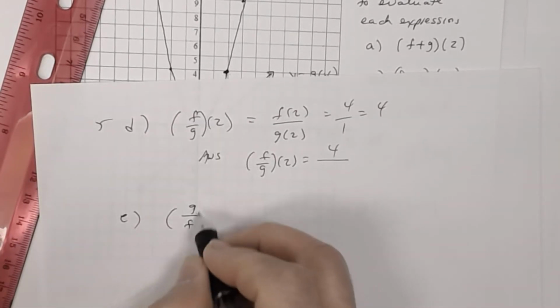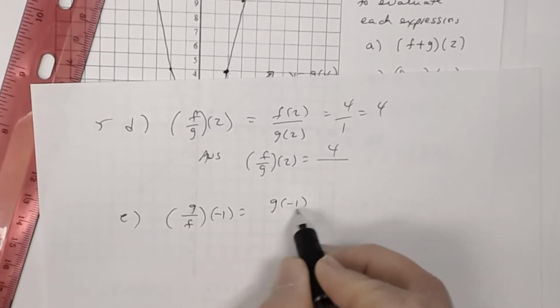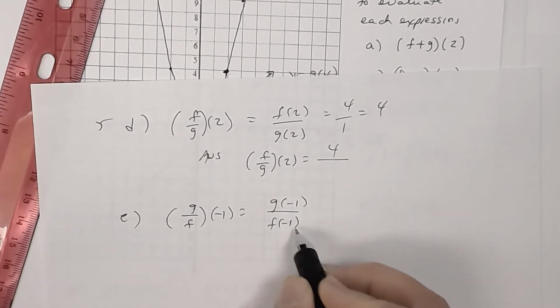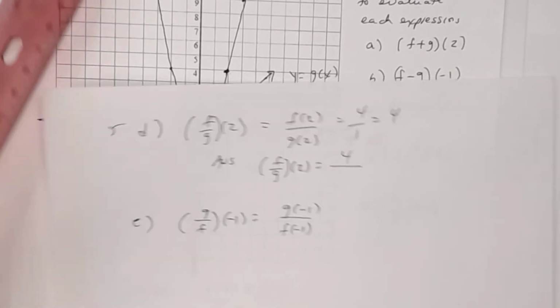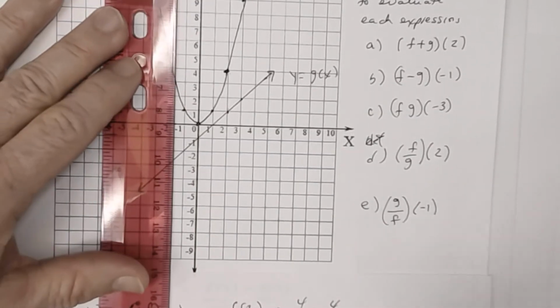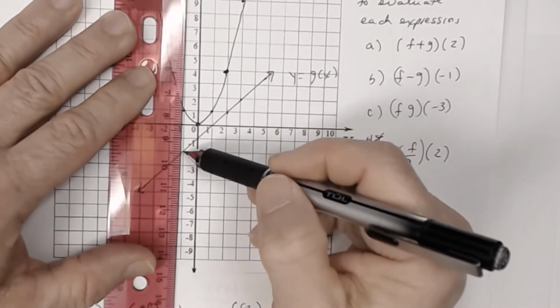Okay, so the quotient of G and F at negative 1. By definition, that means G of negative 1 divided by F of negative 1. So you want to find those two function values when x is negative 1. Look at your ruler right here, negative 1. You're looking at these two y values.